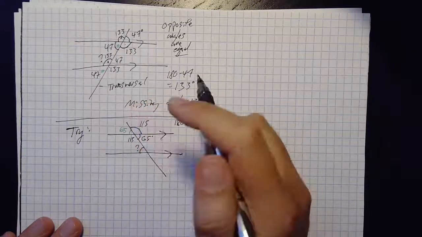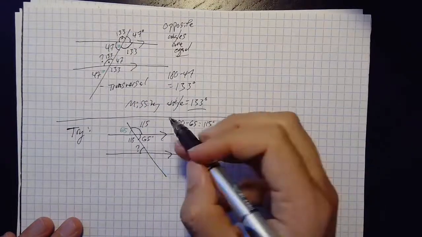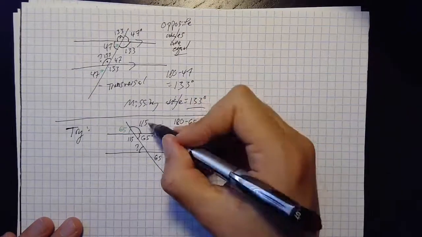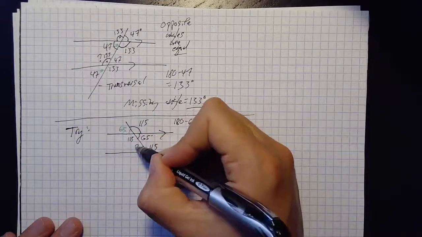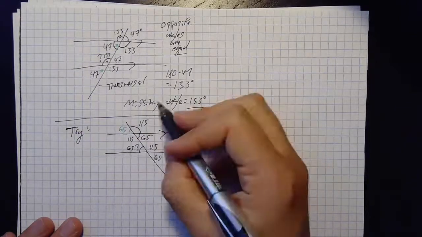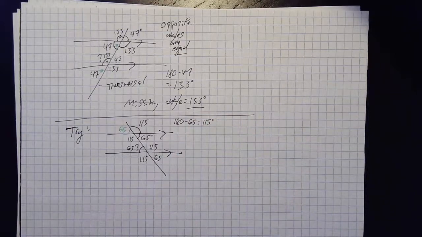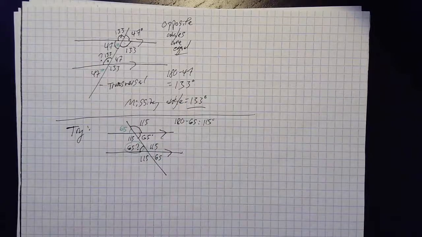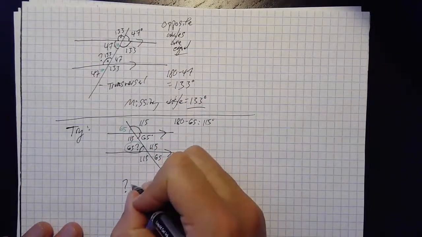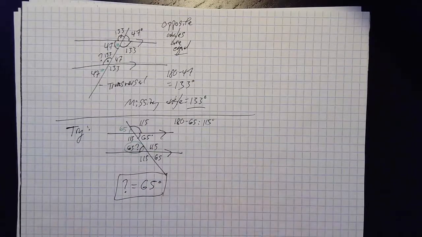Now all of these angles get copied down here. So this corresponds here, that's 65. This corresponds here, that's 115. This corresponds here, that's 65. And this corresponds here, that's 115. So the answer to our question comes about very nicely. That's going to be 65 degrees. So question mark is equal to 65 degrees. Okay. And so with just a little bit of problem solving, we can figure out any of these angles that are missing.